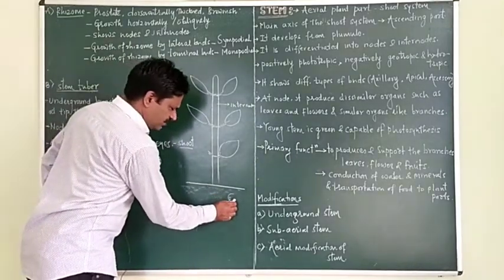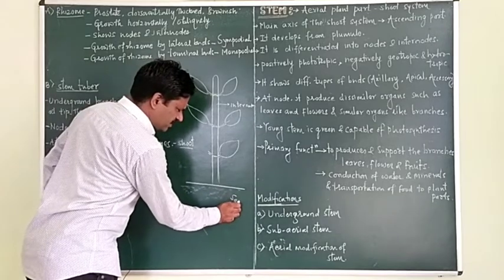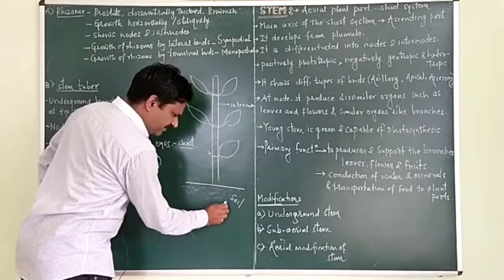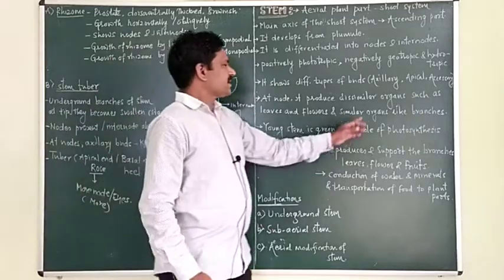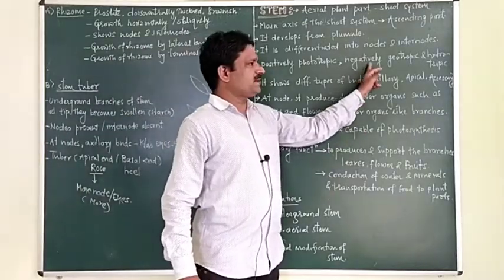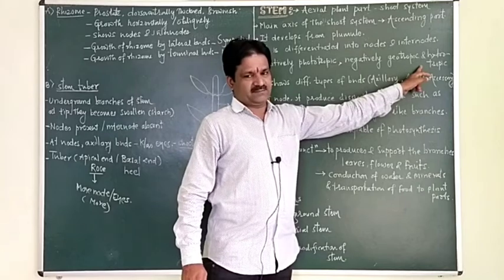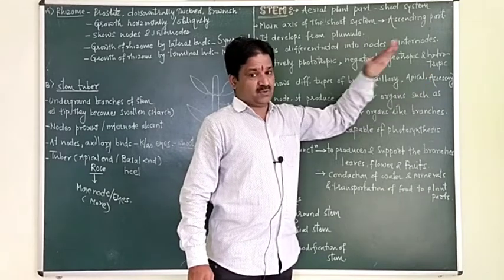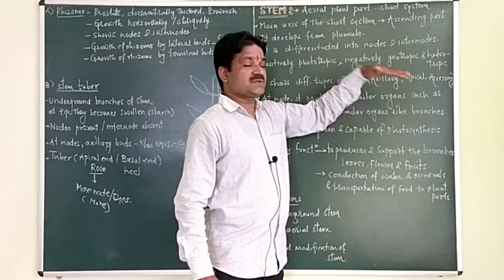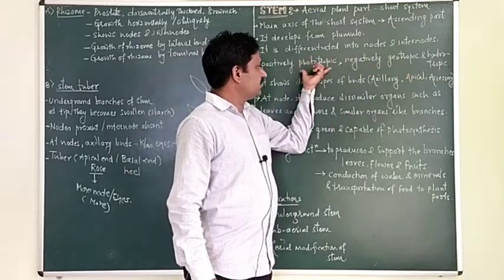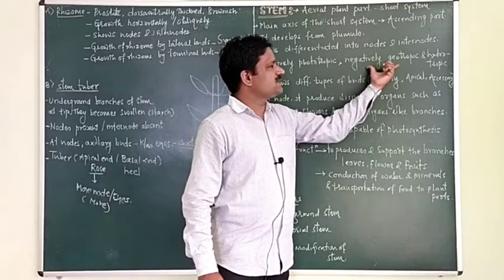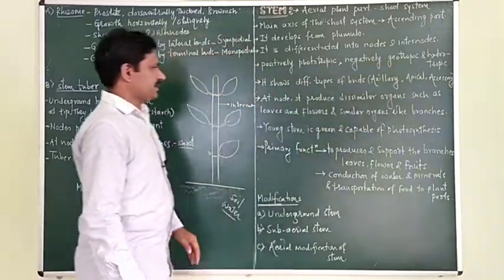Geo means soil. It grows away from the soil, it grows away from the water. That's why it is negatively geotropic and hydrotropic. Hydro means what? It grows away from the water, it grows away from the soil. That's why it is positively phototropic and negatively geotropic and hydrotropic.